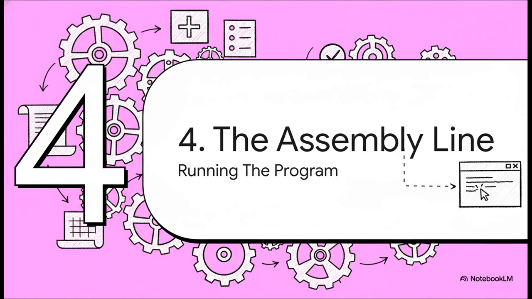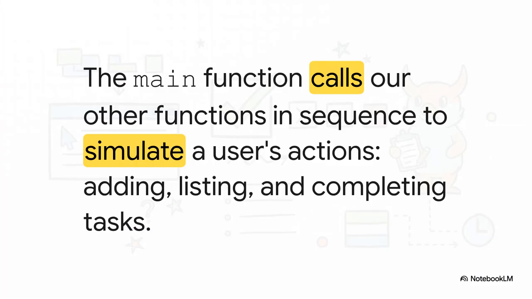We've got the data blueprint, we have functions to add, list, and complete tasks, but they're just like parts sitting on a factory floor. How do we put them all together on an assembly line so that they actually run and do something useful? In Go, that's the job of the main function. It's the starting pistol for our entire program. Think of it like the factory foreman. It calls our other functions in a specific order to simulate what a user might do.